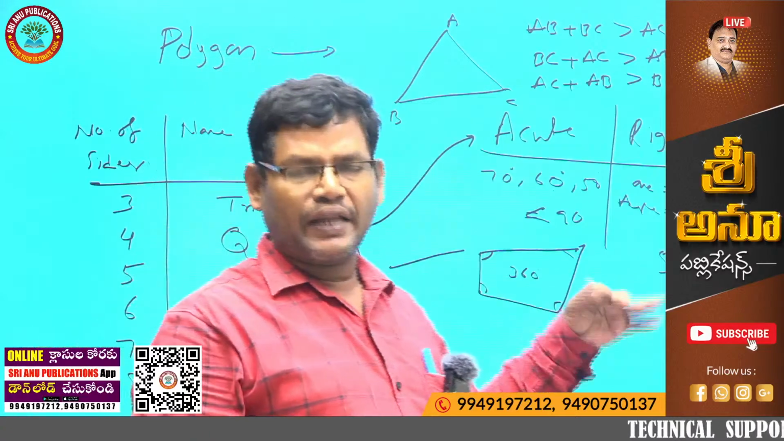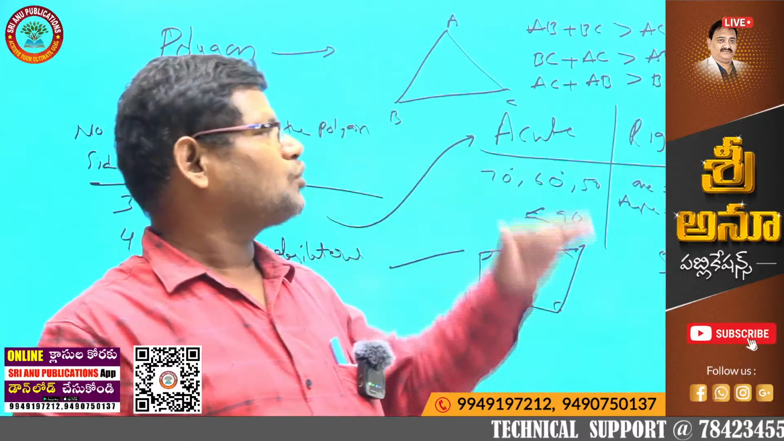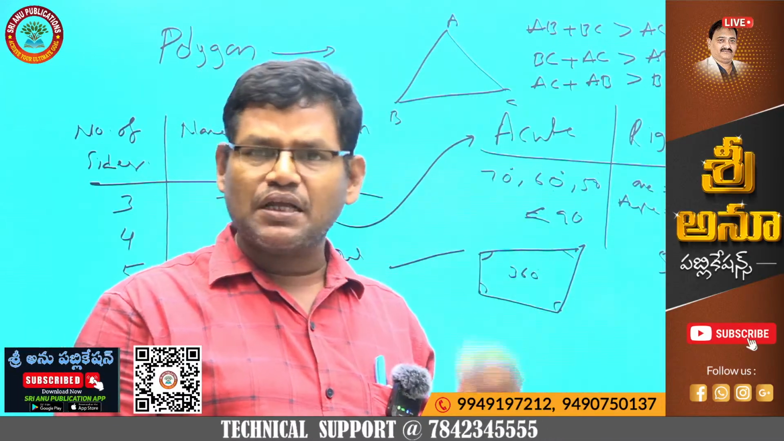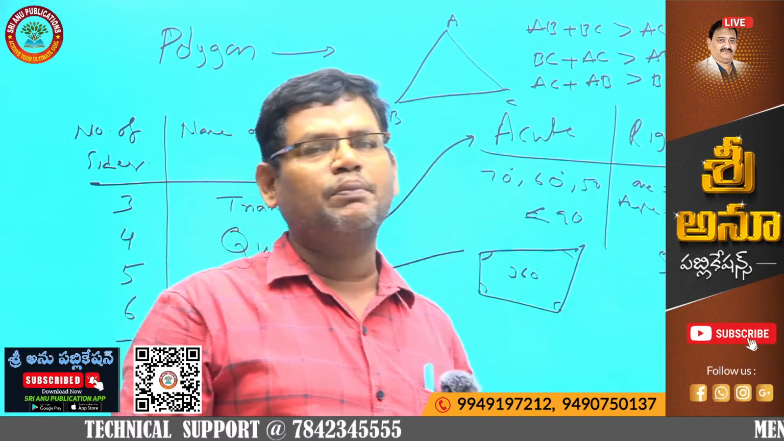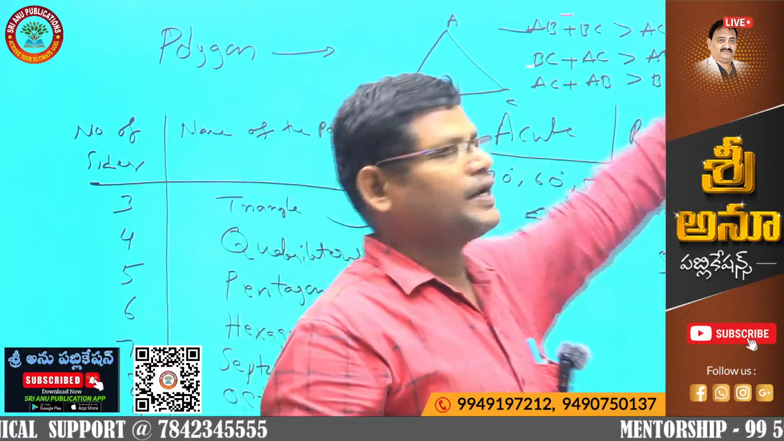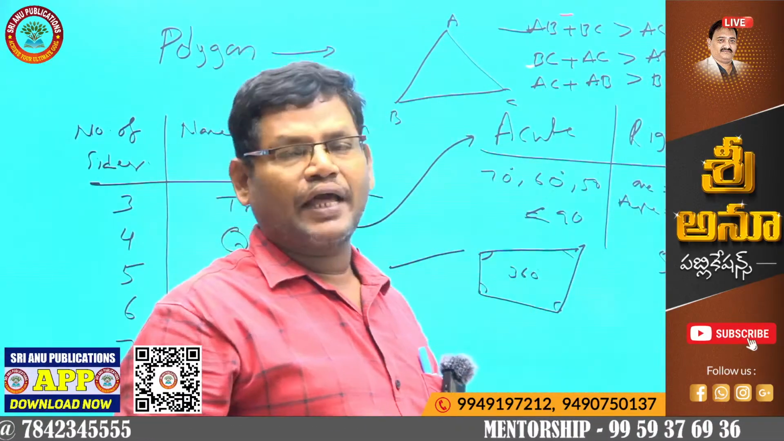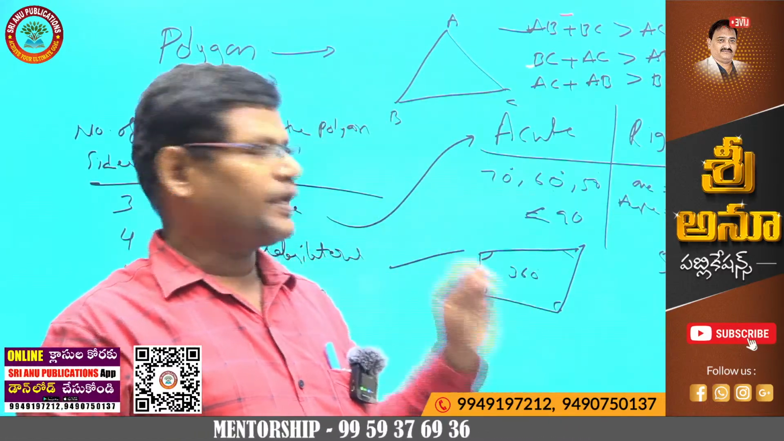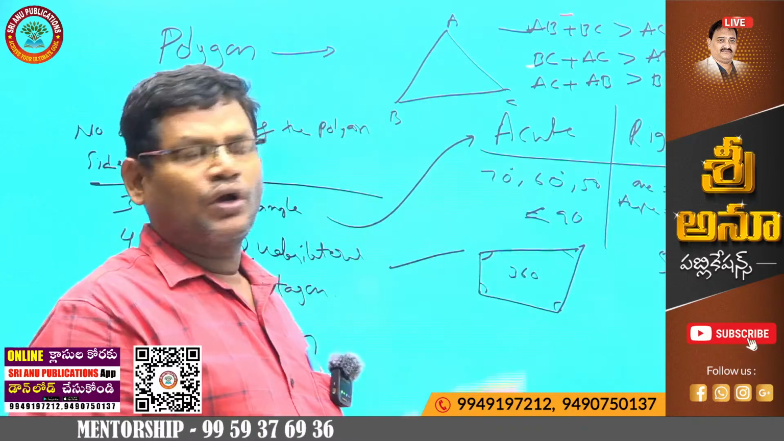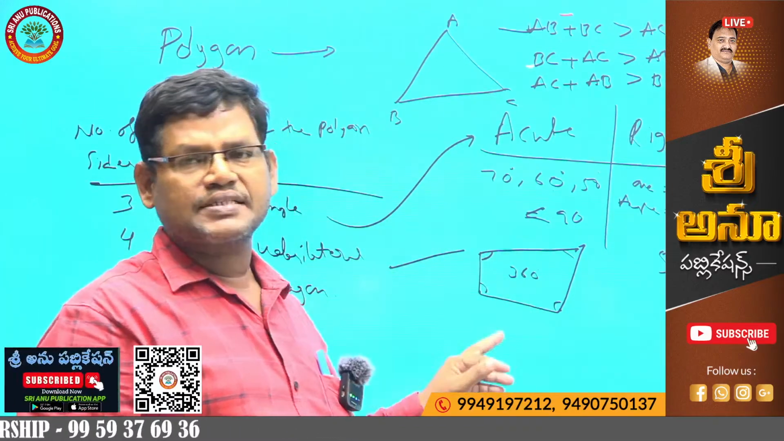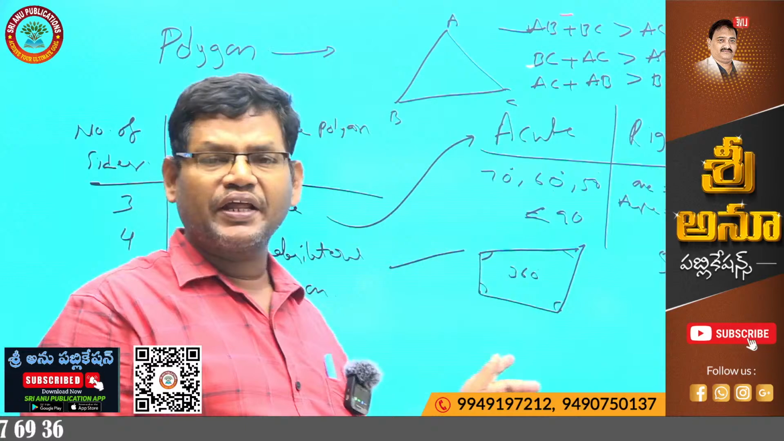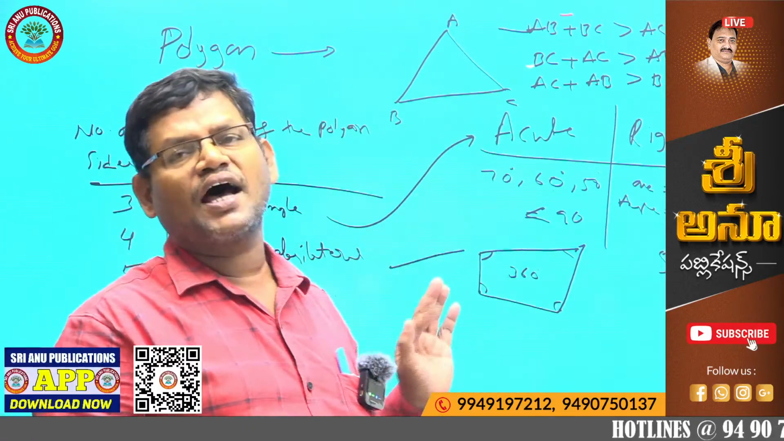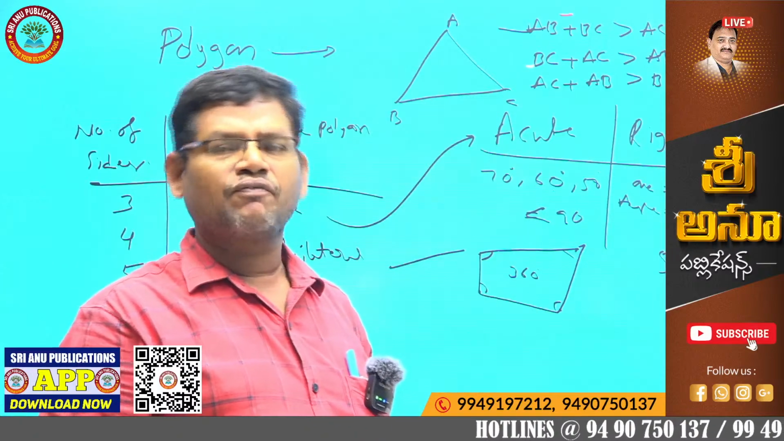So like this, if you take any example and want to observe whether the given measurements can form a triangle or not, you want to check these six conditions. Then only we can say that the given measurements form a triangle. Same like if you come to a quadrilateral, the sum of interior angles is equal to 360 and it has four sides.